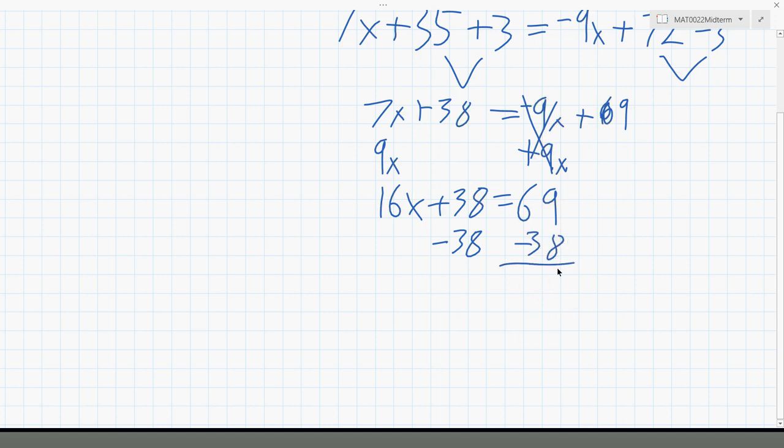Let's do that math real quick. 9 minus 8 is going to give me 1. 6 minus 3 is going to give me 3. So 31, right? Positive 31. So 16x equals 31.